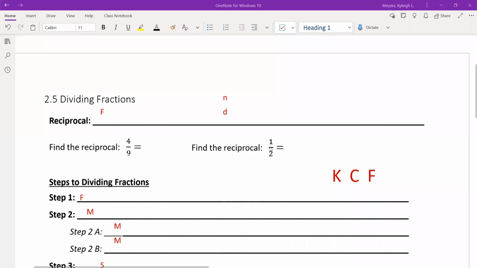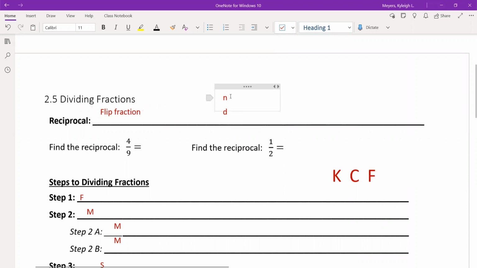So we're going to talk about dividing fractions, which is just a little bit more complicated than multiplying. There's one step, and then it's exactly the same as multiplying. So first thing is we have to find the reciprocal. Do you remember what that means? That means when you flip your fraction. So we flip it over.